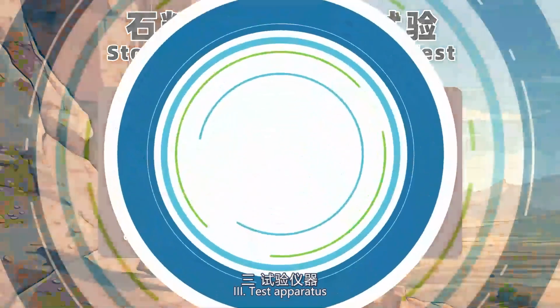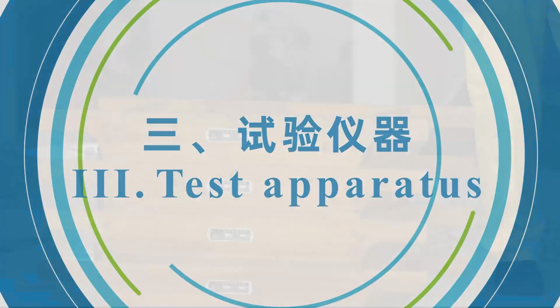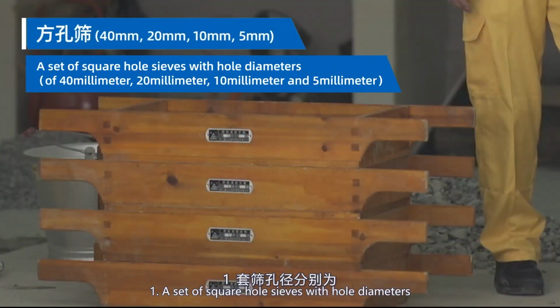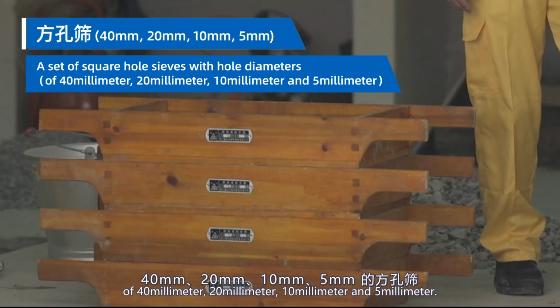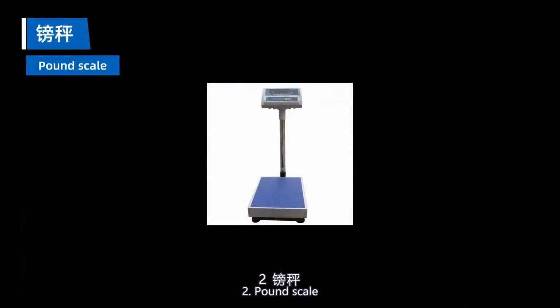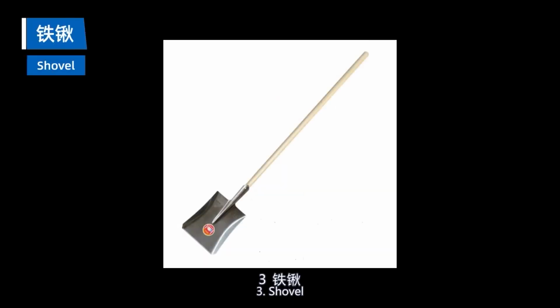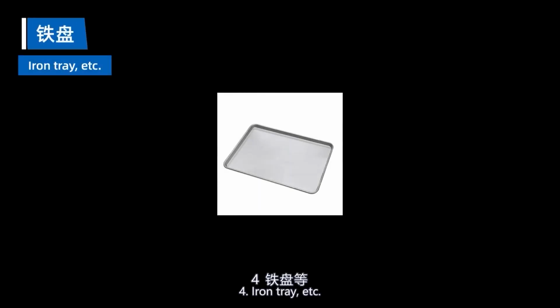3. Instruments. 1. A set of square hole sieves with hole diameters of 40 mm, 20 mm, 10 mm, and 5 mm. 2. Pound scale. 3. Shovel. 4. Iron tray, etc.